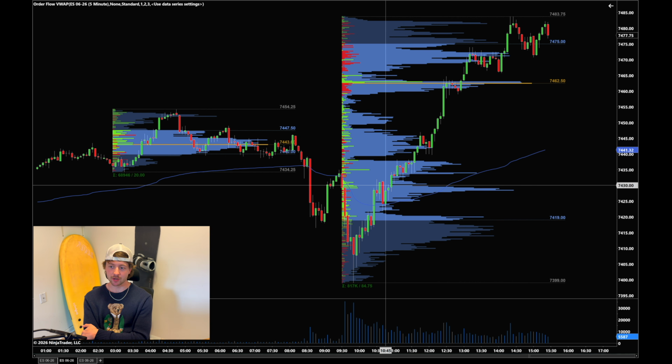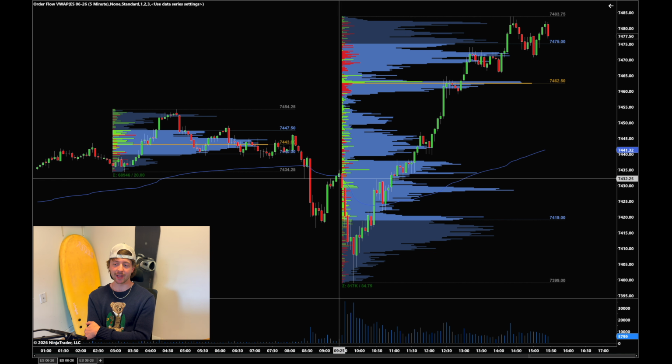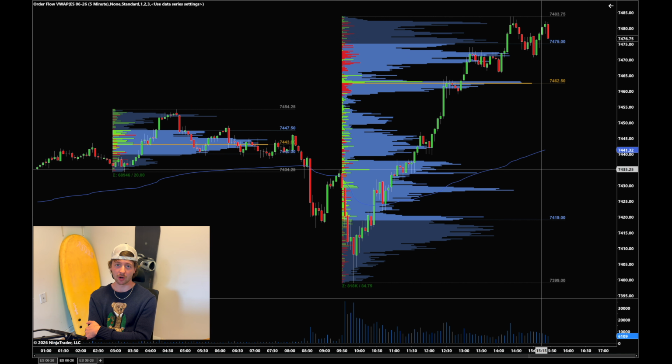This one that I have drawn here is considered an RTH profile. RTH stands for regular trading hours, from 9:30 a.m. Eastern at the New York Open until 4 o'clock Eastern at the New York close. This is when over 90% of the volume comes through the market, as most people participate in the New York session. There are multiple different ways that you can draw profiles.